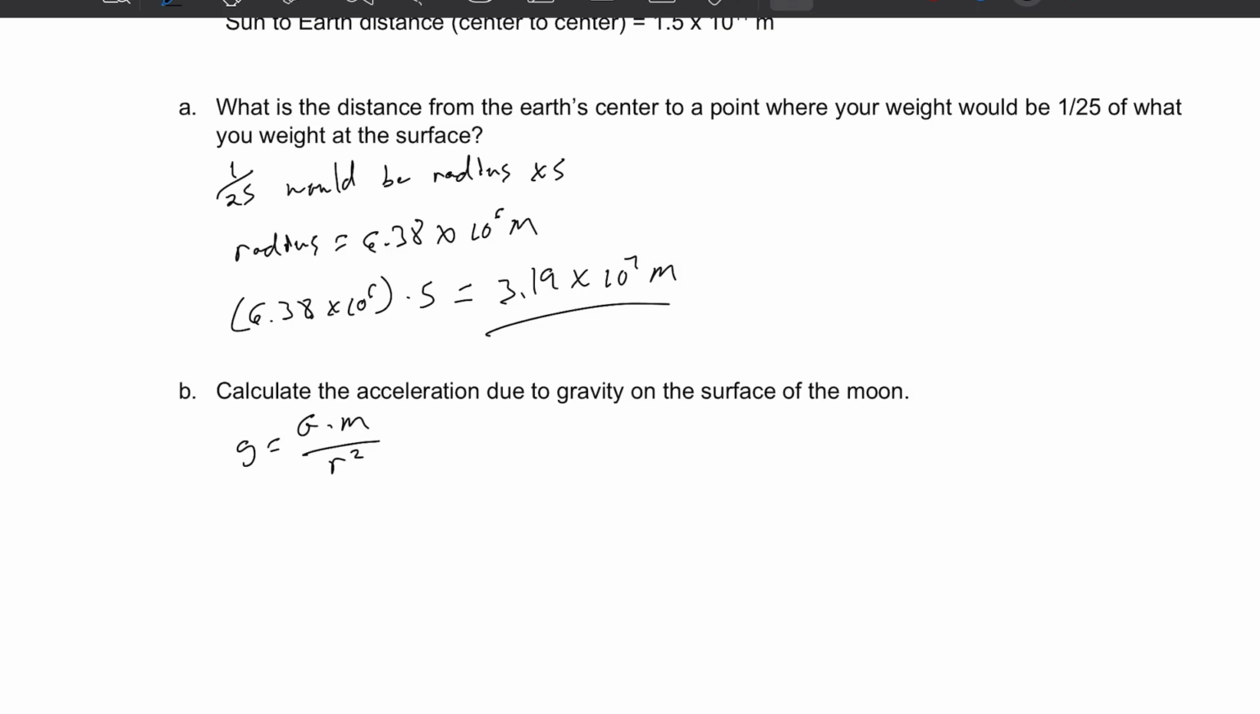Calculate the acceleration due to gravity on the surface of the moon. Acceleration of gravity is GM over r squared, so we're going to take G, our 6.67 times 10 to the minus 11, the universal constant, multiply it by the mass of the moon. I have that at 7.4 times 10 to the 22nd from the information above, and then divide by the moon's radius squared, 1.75 times 10 to the 6th. Don't forget to square the bottom. When I did that, I got 161 meters per second squared.